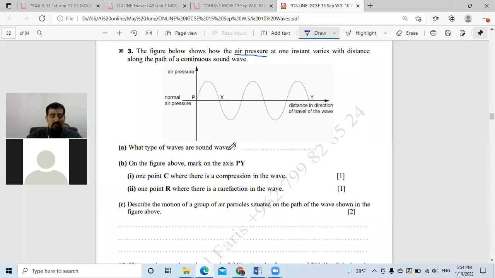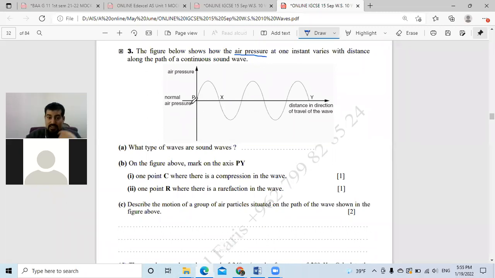What type of waves are sound waves? Thank you, Marwan. What else? You have to tell me two things, not only one thing. Who can give me the correct answer? What type of waves are sound waves? No, they are not transverse. They are not going up and down.